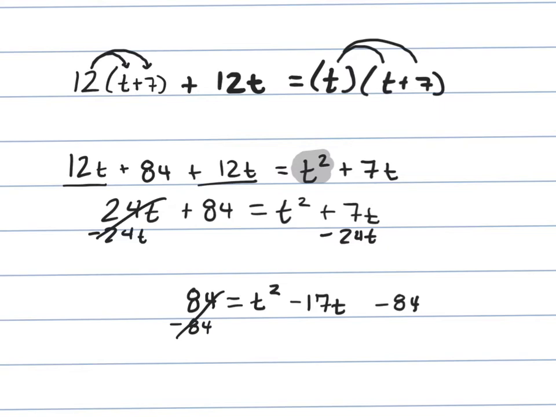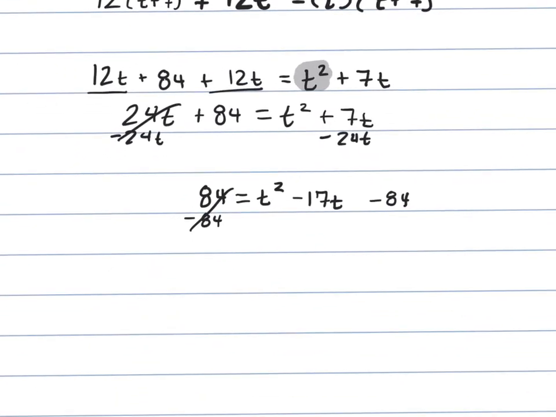Okay, so we've got t squared minus 17t. Let me just clean this up. We've got 0 is equal to t squared minus 17t minus 84. Now, what should I do with this? Let's factor it. Even if we're not sure what two things, 84 is not a common number that we deal with, but I'm sure that we could figure it out.